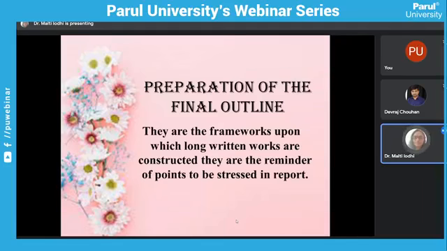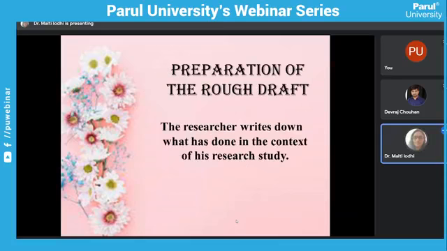Then preparation of the final outline. They are the framework upon which written works are constructed. They remind us of the points to be stressed in the report, as we discussed before, so I don't want to repeat this again and again. Then preparation of the rough draft. Definitely you have to prepare the rough draft. The researcher writes down what is in the context of his research. Definitely you have to write in brief, then you can make it concise in the final draft.